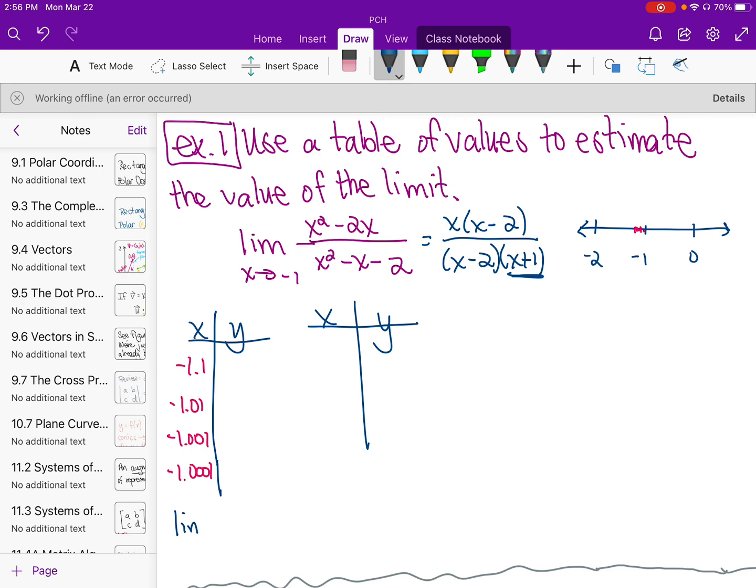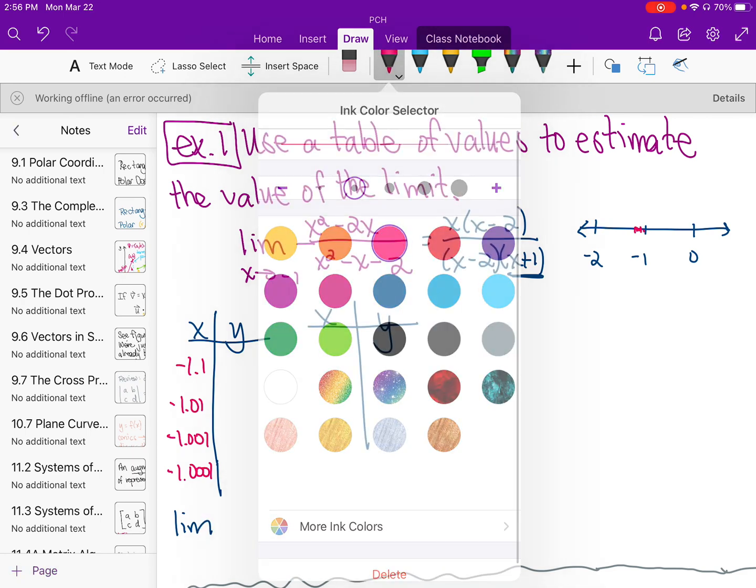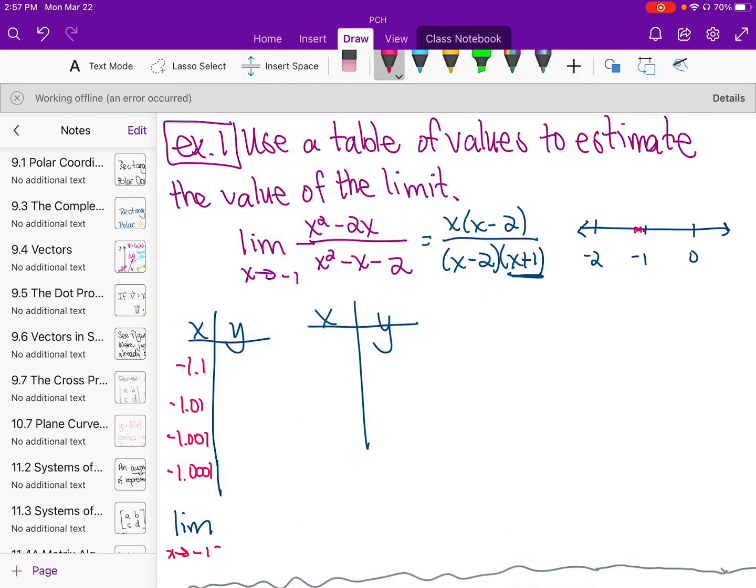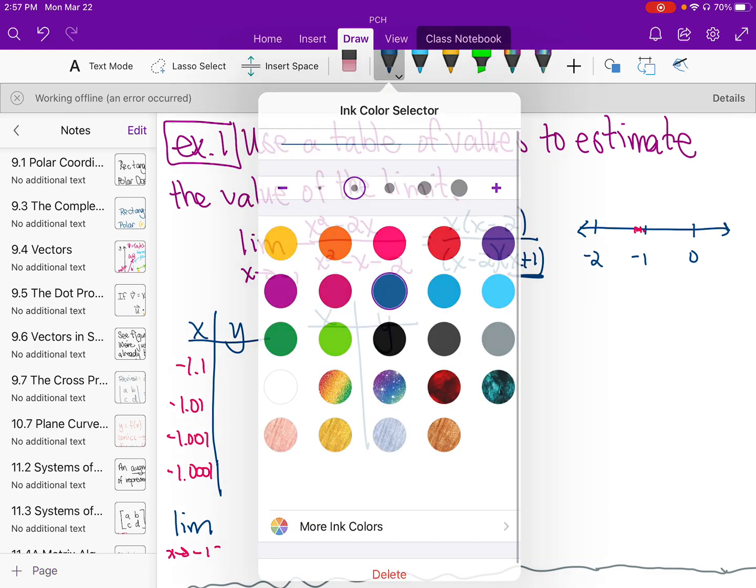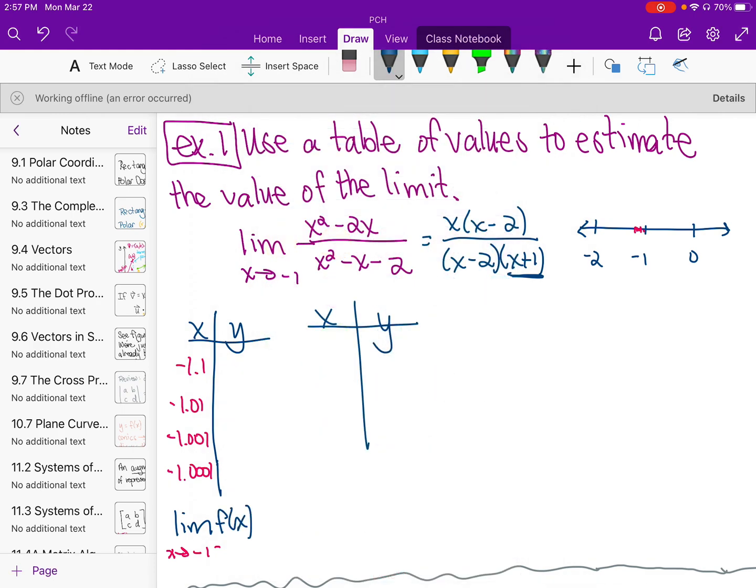So what I have here is the limit as x approaches -1 from the left of the function, and we'll evaluate that in a minute. And then I'm going to go limit as x approaches -1 from the right. So I want to be talking about these values. So that's going to be between 0 and -1, right? So that's going to be like -0.9, -0.99, -0.999, and so on.